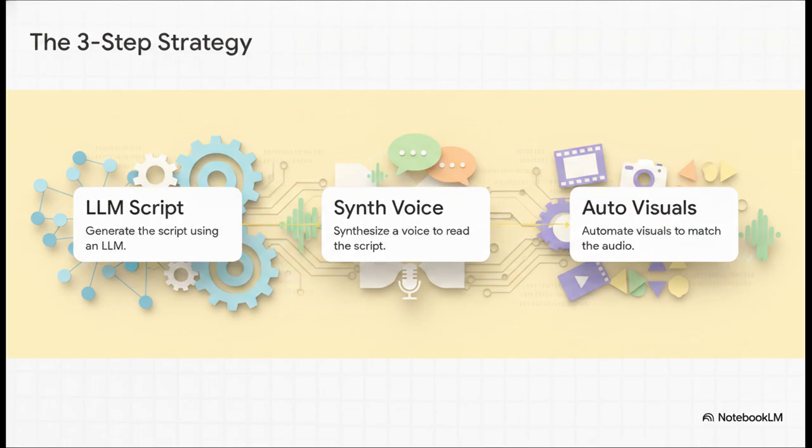The guide outlines this overarching, wildly simple three-step strategy to just completely bypass traditional production. It's a totally linear pipeline. Step 1, generate the script using a large language model. Step 2, synthesize a voice to read that script. And Step 3, automate the visuals to match the audio. It is the holy trinity of the faceless video.